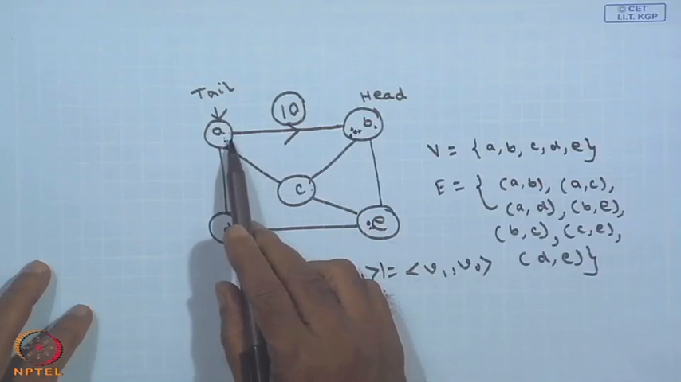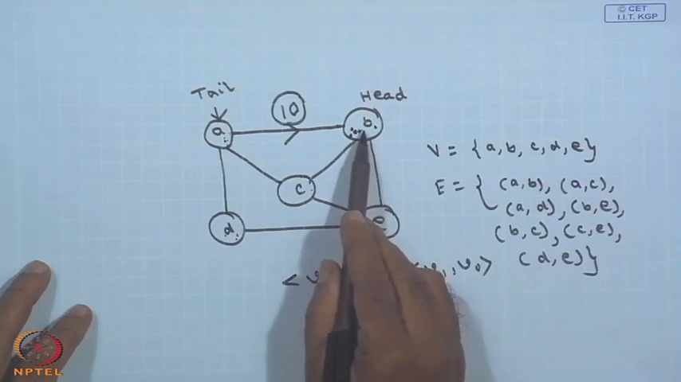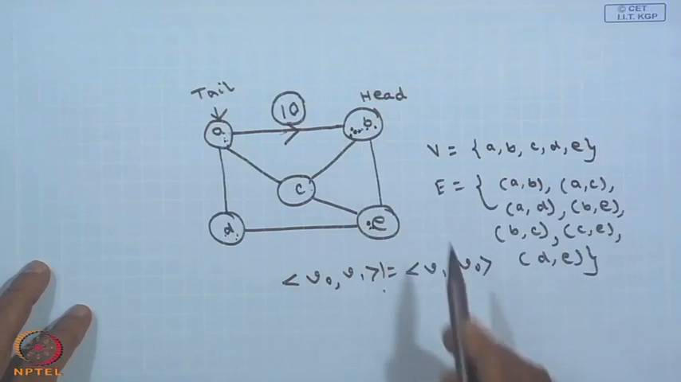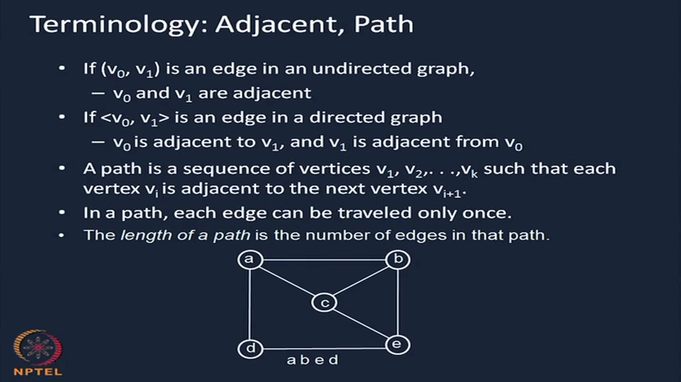So, if you have a directed graph, and there is an edge A to B, then this V 0 and V 1 we call adjacent. Next, a path is a sequence of vertices V 1, V 2, up to V k, such that each vertex V i is adjacent to the next vertex V i plus 1.